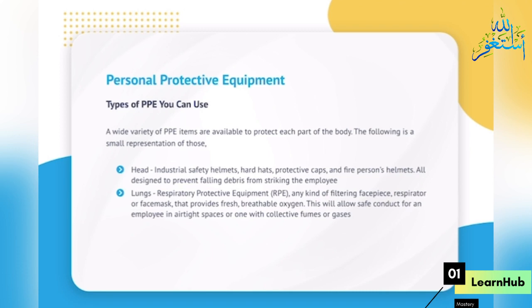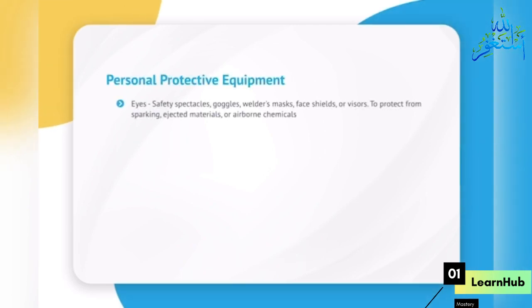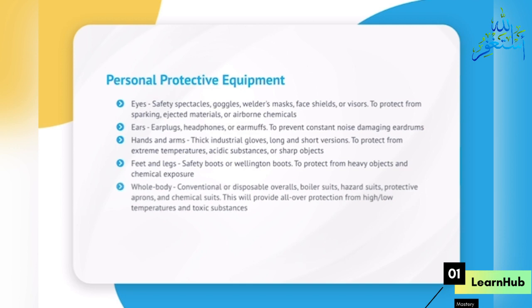Lungs: respiratory protective equipment, RPE, any kind of filtering facepiece, respirator or face mask that provides fresh, breathable oxygen. This will allow safe conduct for an employee in airtight spaces or one with collective fumes or gases. Eyes: safety spectacles, goggles, welder's masks, face shields, or visors. To protect from sparking, ejected materials, or airborne chemicals.